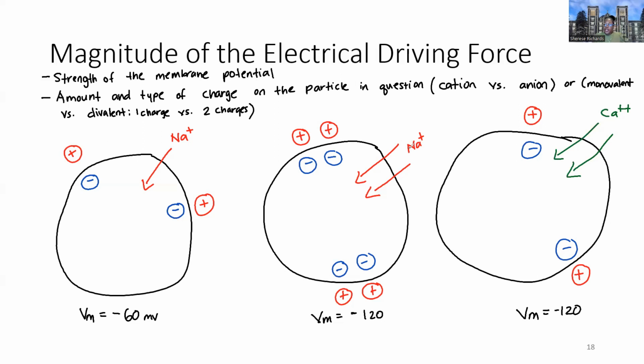Okay, so that is to say that the magnitude of the electrical driving force, the force that is trying to move our particles, is going to be following the type and amount of charge as well as the state of the cell. So both of those factors play a part in the strength or magnitude of the electrical driving force.